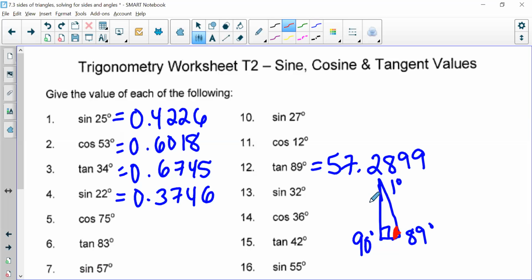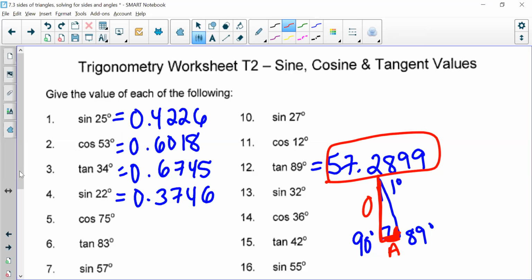Okay, so if I look at this 89-degree angle down here, tangent is the ratio that involves my opposite and my adjacent. Does it make sense that my opposite side length would be 57 times the length of this down here if this was an 89-degree angle? Does it make sense my opposite would be way longer than my adjacent? No.